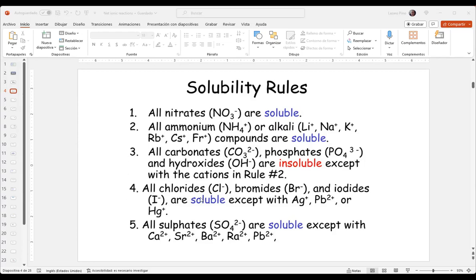Rule number 4, all chlorides, bromides, and iodides are soluble except with silver cation, lead 2, or mercury +1. All sulfates are soluble except calcium sulfate, strontium sulfate, barium sulfate, radium sulfate, and lead 2 sulfate, which are not soluble.